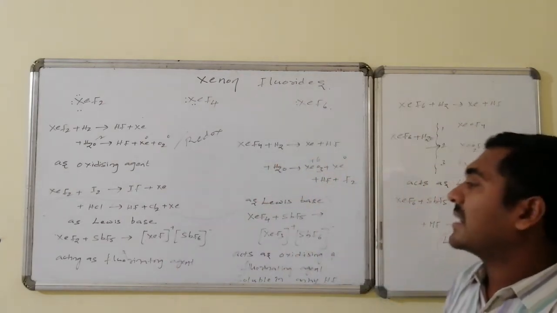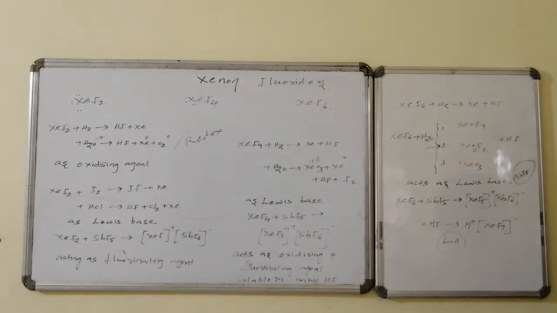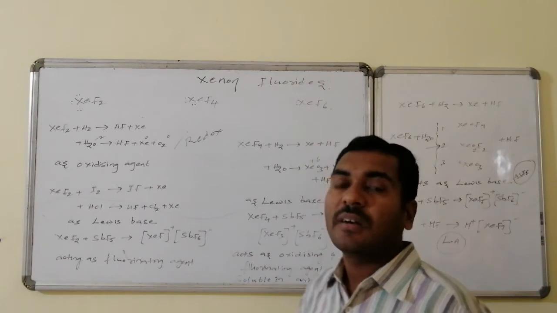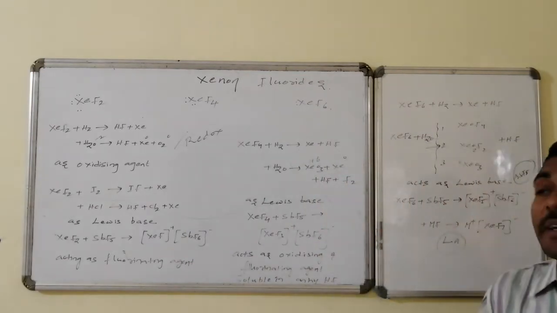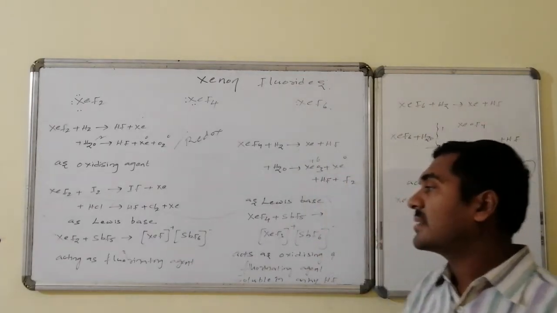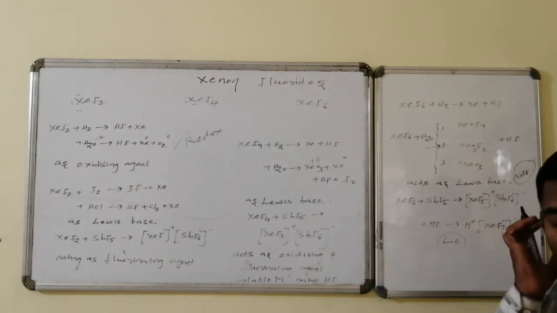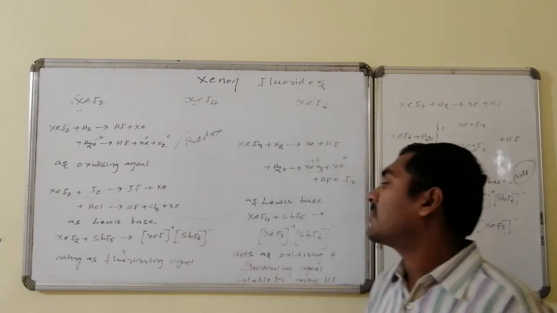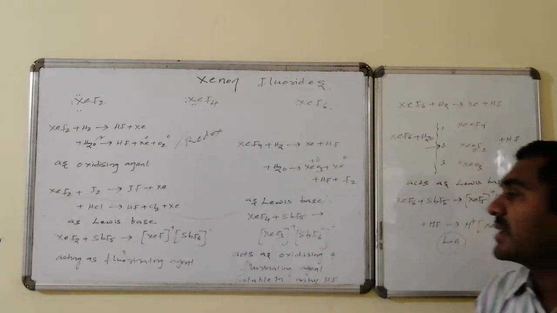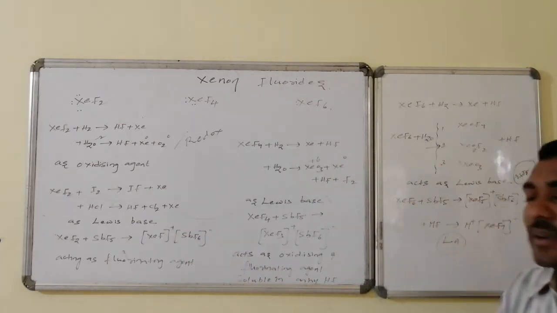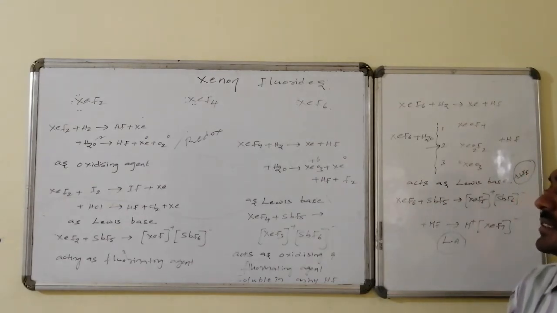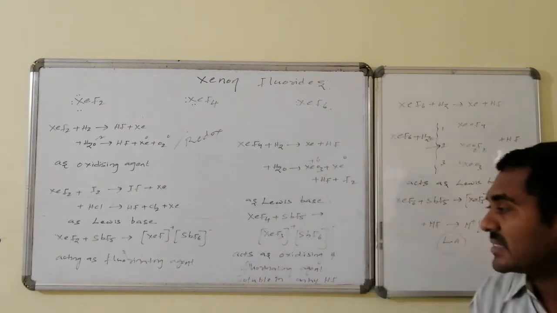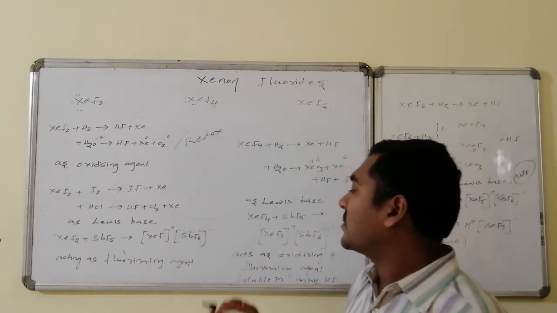It is also acting as a Lewis base. If any acceptor is there, if any vacant orbital containing species is there, for that it is going to be donating F minus and forms a new complex: xenon difluoride followed by antimony pentafluoride leads to the formation of xenon monofluoride and the antimony hexafluoride combination. Thus it is acting as a good Lewis base, electron donor, that is ligand donor, F minus donor. It is also acting as a good fluorinating agent.